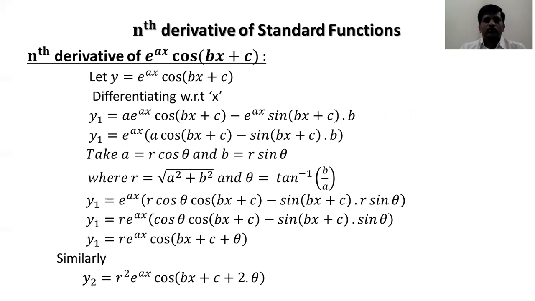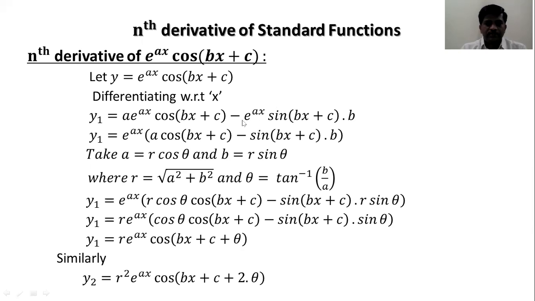So let us take one more nth derivative formula, of e^(ax) into cos(bx plus c). Let y is equal to e^(ax) into cos(bx plus c). Differentiating with respect to x, y differentiation is y1. Again, we have to apply the product rule to differentiate the right hand side term. e^(ax) differentiation is e^(ax) into a, into the second function, plus first function e^(ax) into cos differentiation, minus sin(bx plus c) into b.